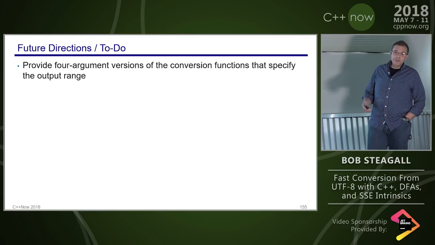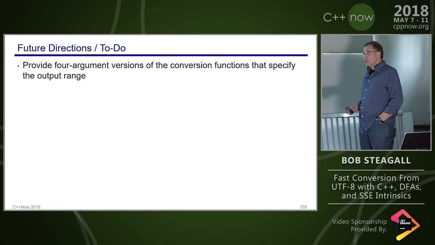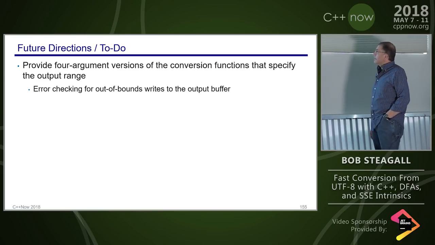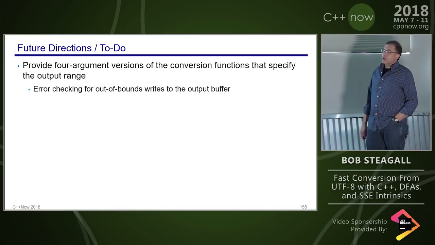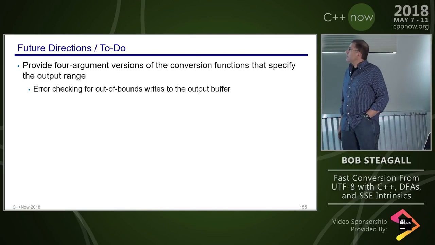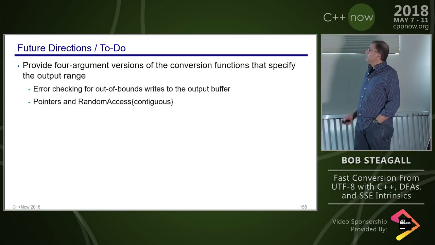The versions of the functions I showed you are similar to std::copy in that there are three argument versions: the input range and the beginning of the output range. Well, as part of doing validation, it would be nice to have four argument versions of that, for the case of random access iterators or pointers, so that I can make sure that my output buffer is appropriately sized.